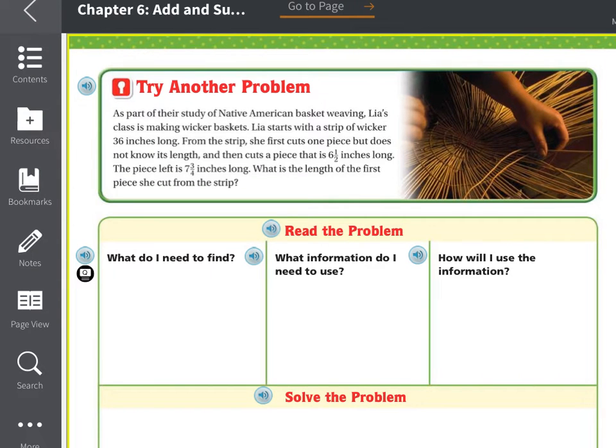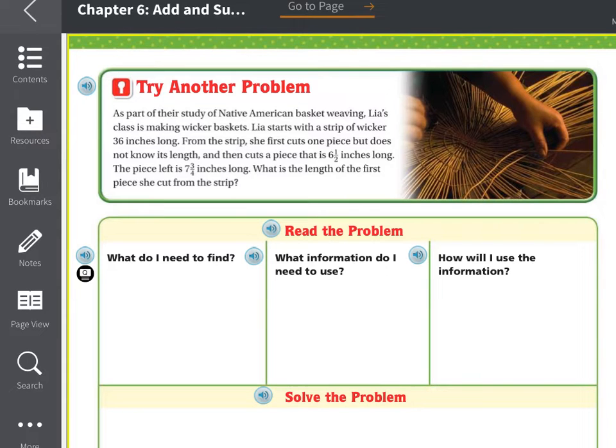As part of their study of Native American basket weaving, Leah's class is making wicker baskets. Leah starts with a strip of wicker 36 inches long. From the strip, she first cuts one piece, but does not know its length. So that's our question, that's our letter. And then she cuts a piece that is 6.5 inches long. The piece that's left is 7 3/4 inches long. What is the length of the first piece that she cuts?